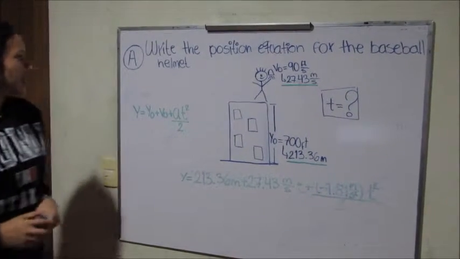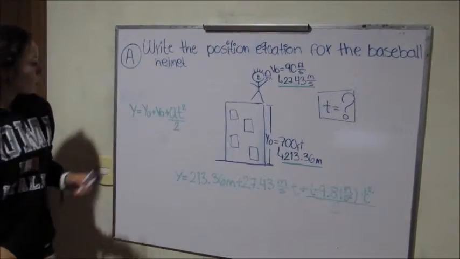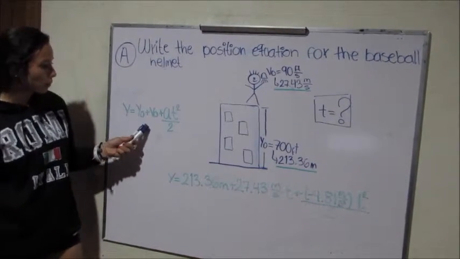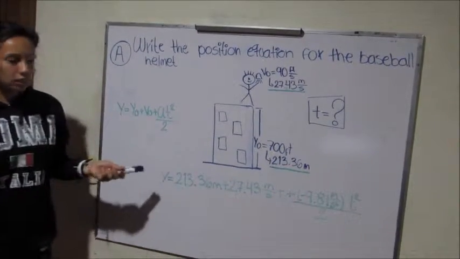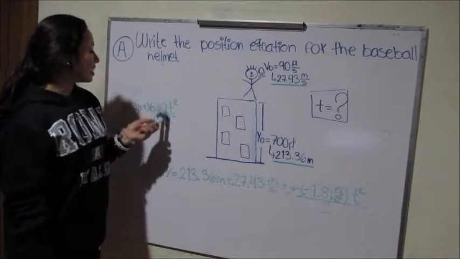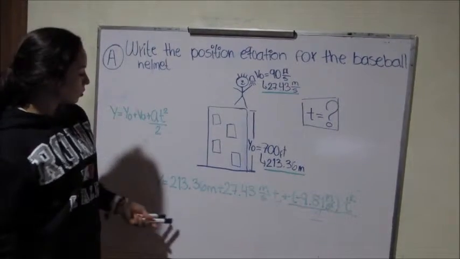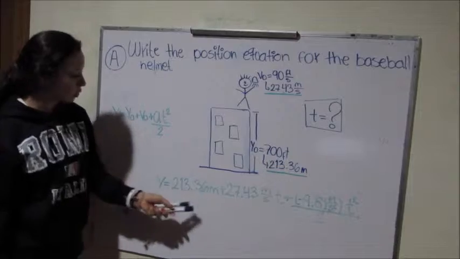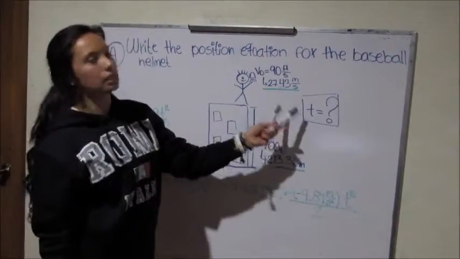Okay, in point A, they ask us to write the position equation for the baseball helmet. We had the formula, and the formula is y equal to initial y plus initial velocity times time plus acceleration. Acceleration is a constant, and it's always going to be minus 9.81, times time squared over 2. Then we substitute the values for the initial velocity, the initial y, and the acceleration. But we have to find time.